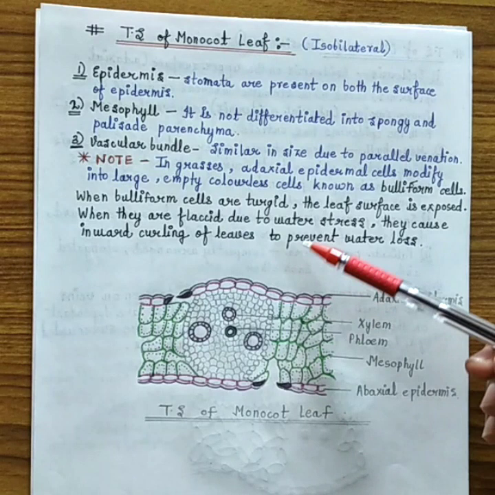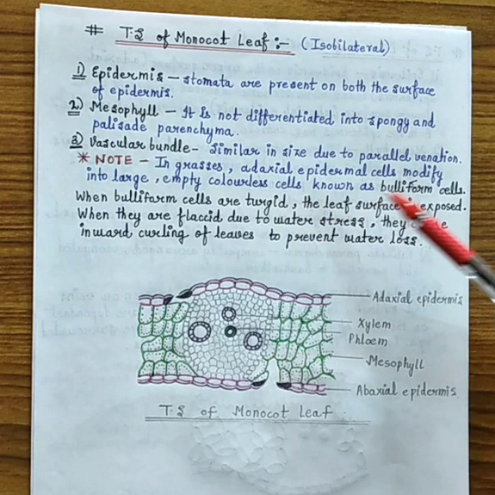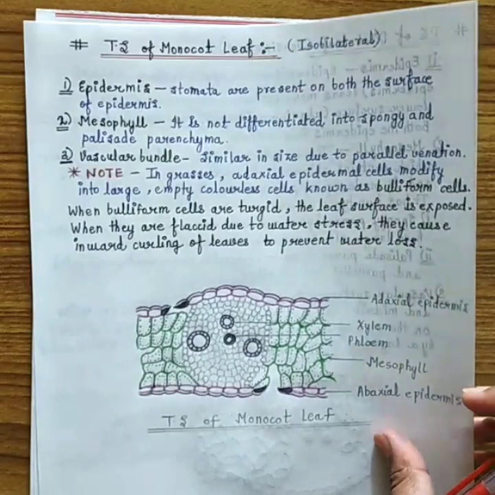The adaxial epidermal cells, meaning the cells of the upper epidermis, modify into large empty colorless cells known as bulliform cells. When these bulliform cells are turgid, the leaf surface is exposed, and when they are flaccid, they cause inward curling of the leaf, which helps to prevent water loss.